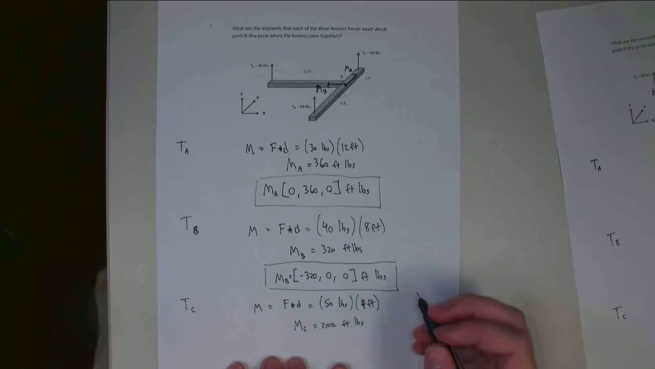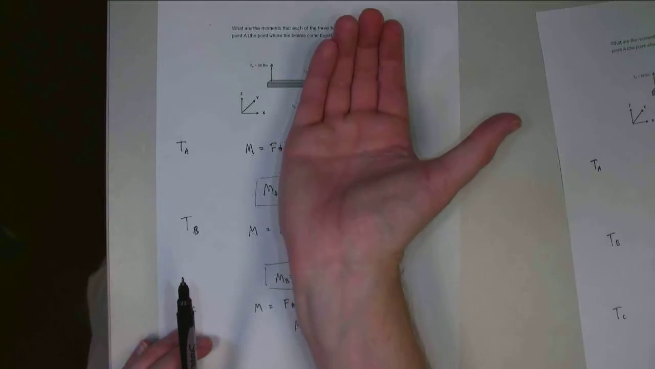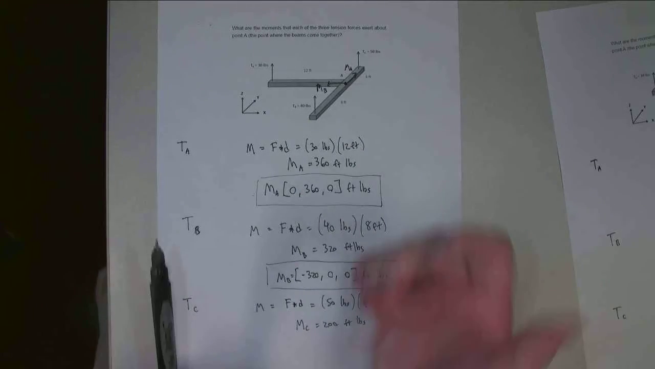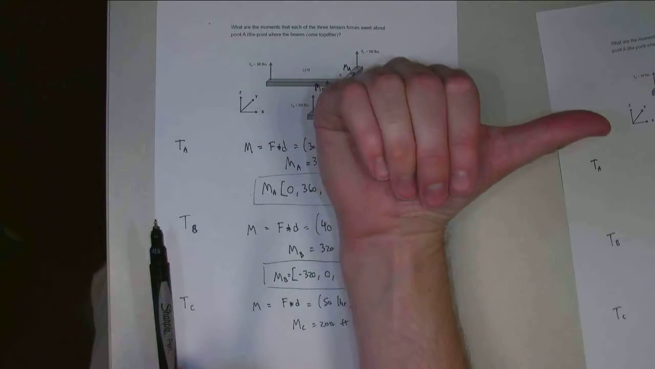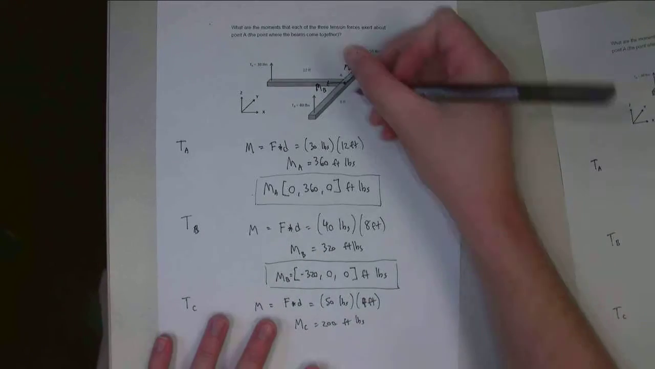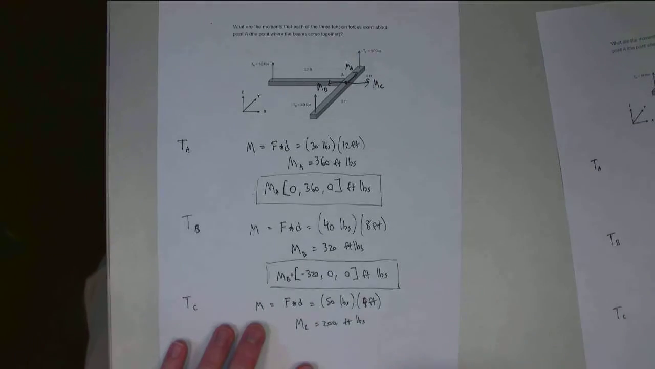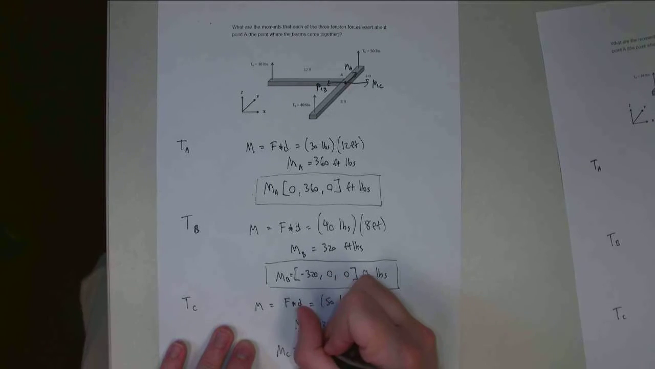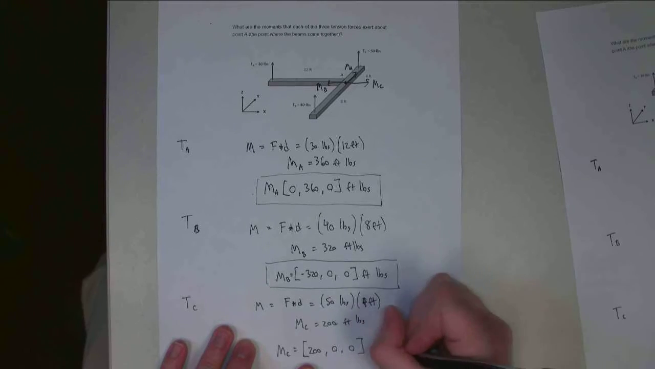I still need to think about the direction as well. If I imagine which way this whole thing would rotate, it'd rotate the opposite direction from what I had for TB. If I model my hand, the fingers are going in the direction of rotation, my thumb is pointing out this direction, and it's the positive x direction. So MC is pointing that way. Positive x direction, MC is equal to positive 200, 0, 0. And the units again are foot-pounds.